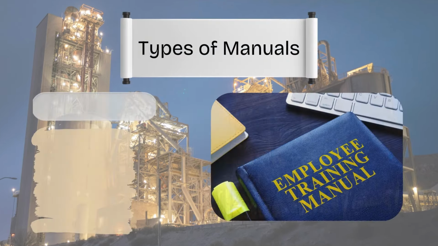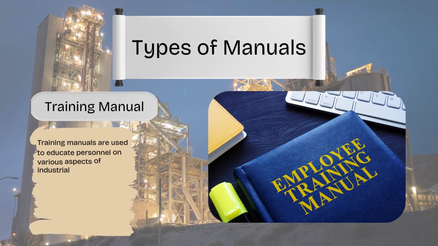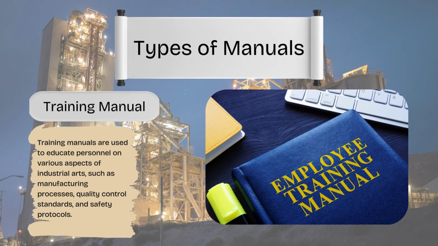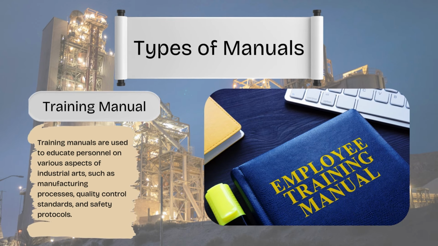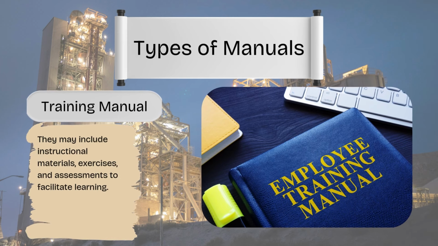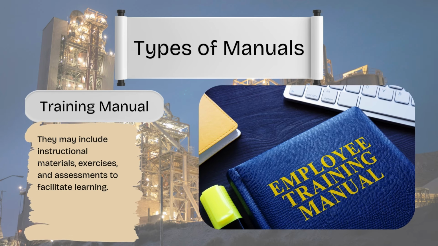Number six, training manuals. Training manuals are used to educate personnel on various aspects of industrial arts, such as manufacturing processes, quality control standards, and safety protocols. They may include instructional materials, exercises, and assessments to facilitate learning.